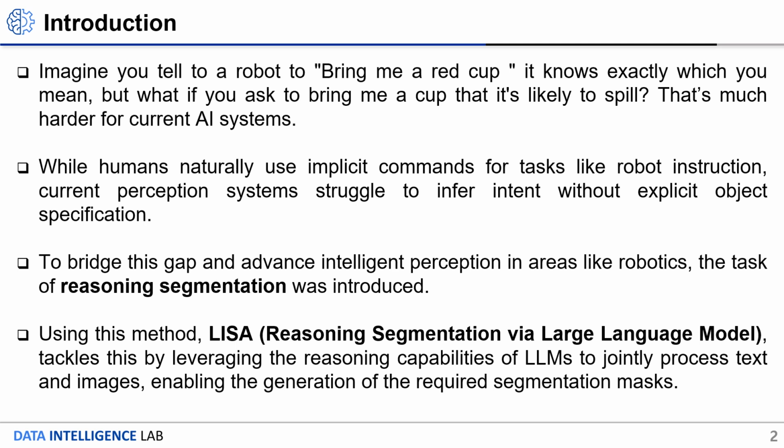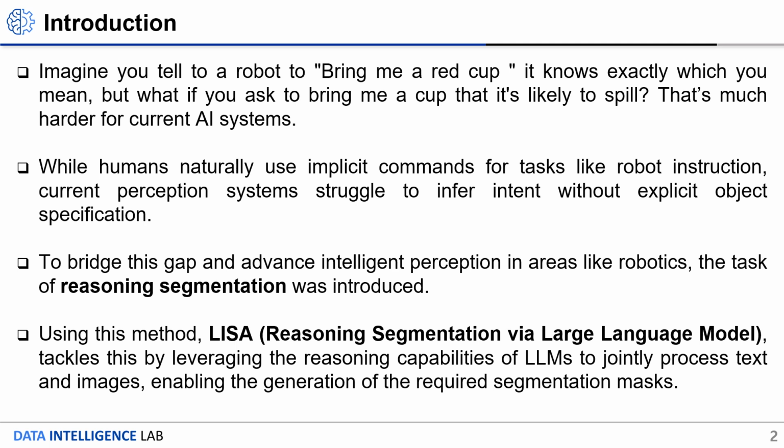While humans use implicit commands all the time, current AI perception systems struggle to infer intent and reason about the world without very explicit instructions. They need clear object specifications. To bridge this gap and advance intelligent perception, especially in areas like robotics, the task of reasoning segmentation was introduced.